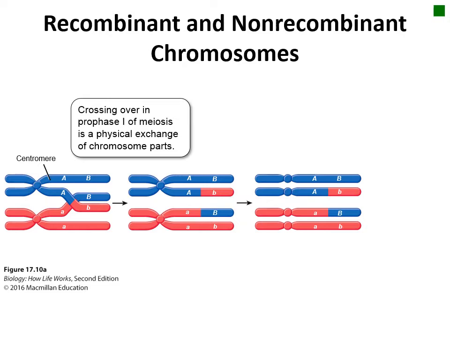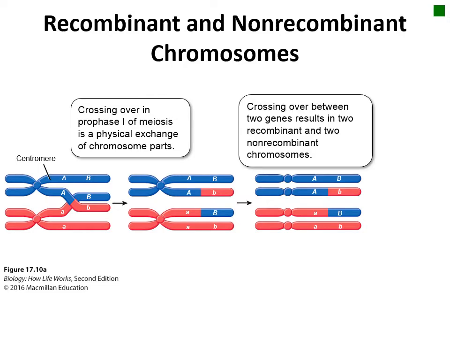In the example here, A and B are linked genes, with the dominant alleles associated on one chromosome and the recessive alleles on another. However, when crossing over occurs between them, the linkage is broken, and new chromatids are generated that now contain the dominant A allele with the recessive B allele, and vice versa.